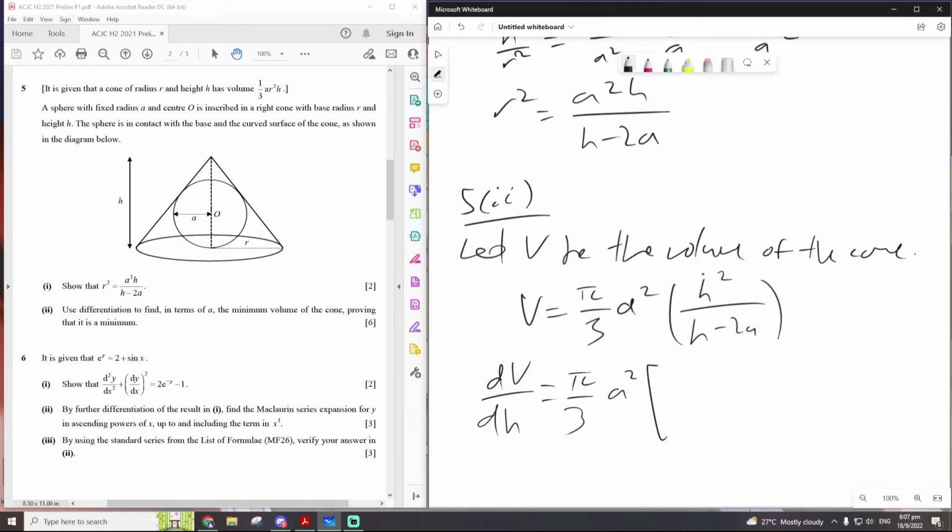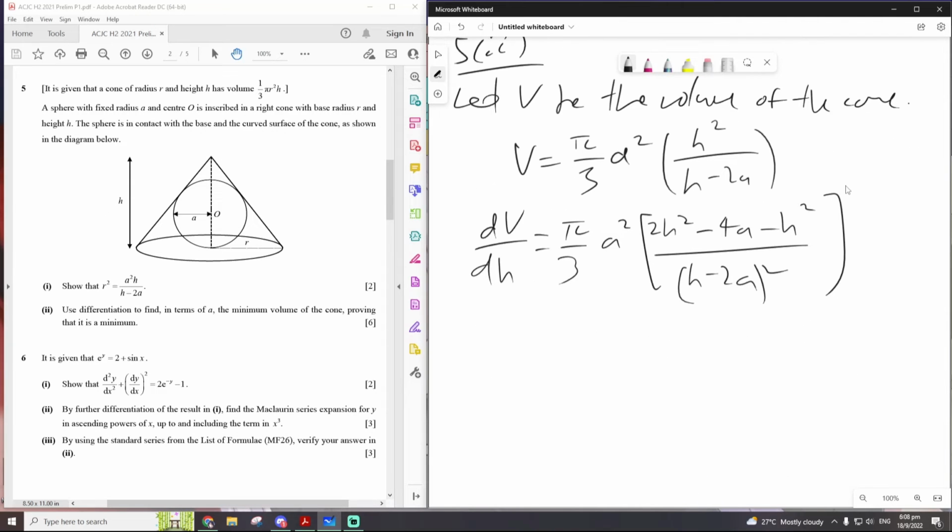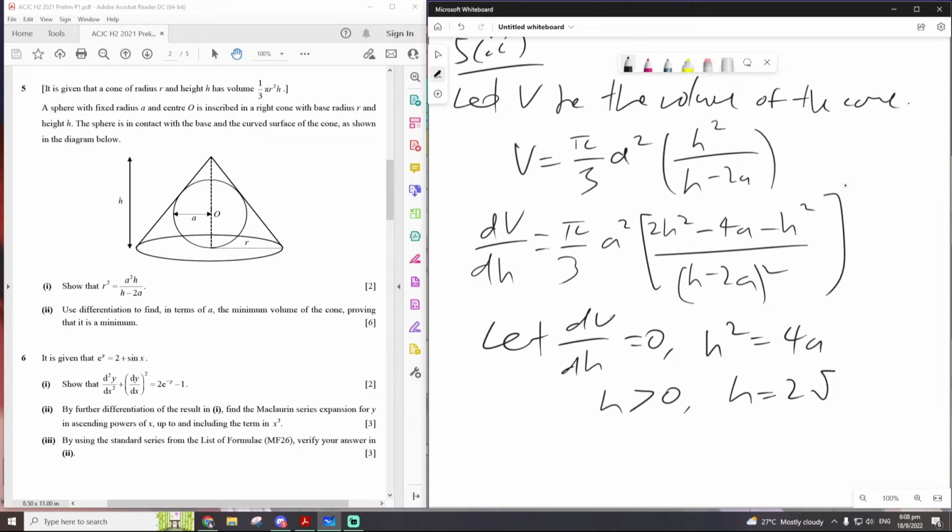You will get h minus 2a squared at the bottom, right? So h minus 2a, differentiate h squared, you get 2h. So you get 2h squared minus 4a, and then you keep h squared and you differentiate this, you get just 1. So this is actually just minus h squared. Okay? So this is over h minus 2a squared. You can go and simplify this if you want. It's just going to be h squared minus 4a. Let dV/dh be 0, then you'll get h squared equals 4a. Clearly h is greater than 0, so h is equal to 2 root a, right?